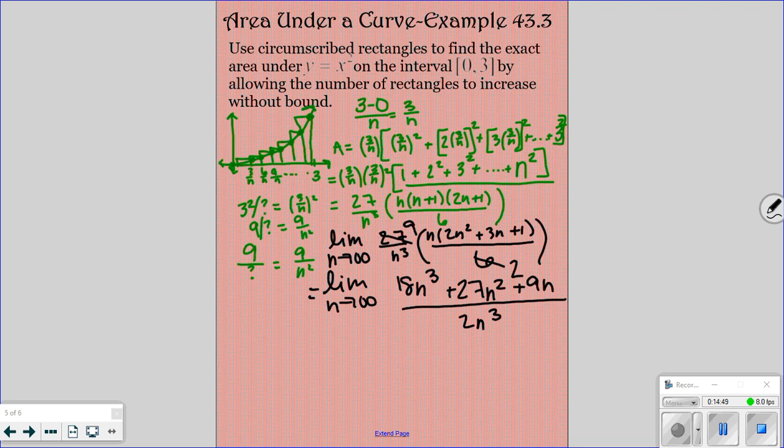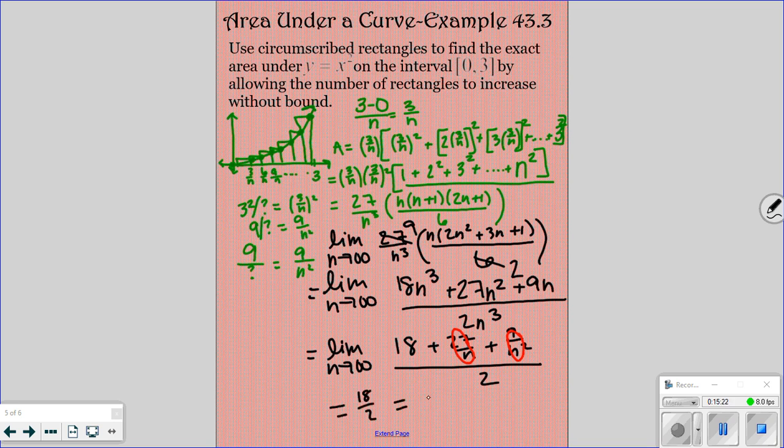So again, you're going to use your approaching infinity limit rule and divide by n cubed. And so you'll have 18 plus 27 over n plus 9 over n squared, all over 2. And then from there, this term is going to go to 0 as n goes to infinity, and this term is going to go to 0 as n goes to infinity. And so you're going to be left with 18 over 2, which is just 9. And so that would be your answer.